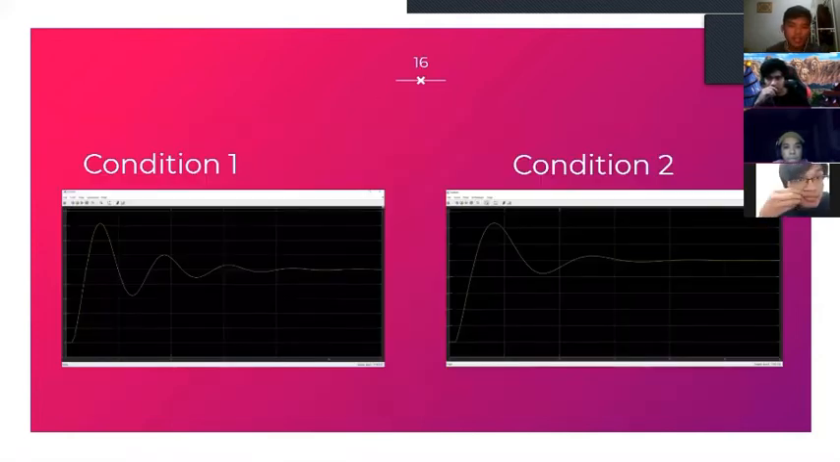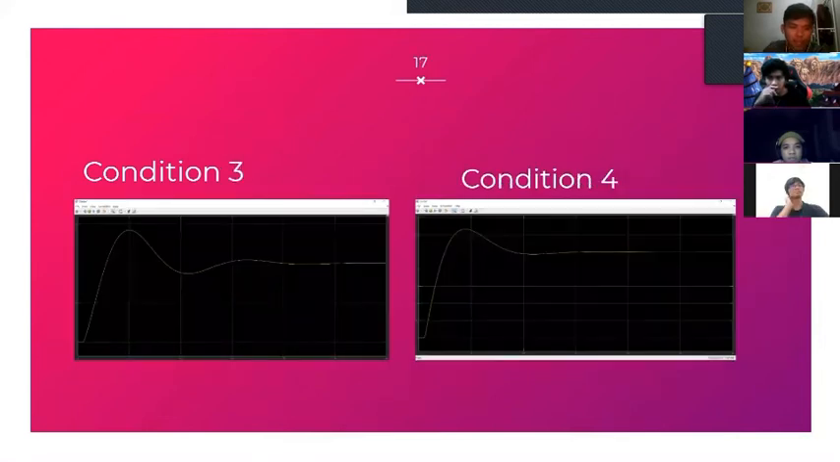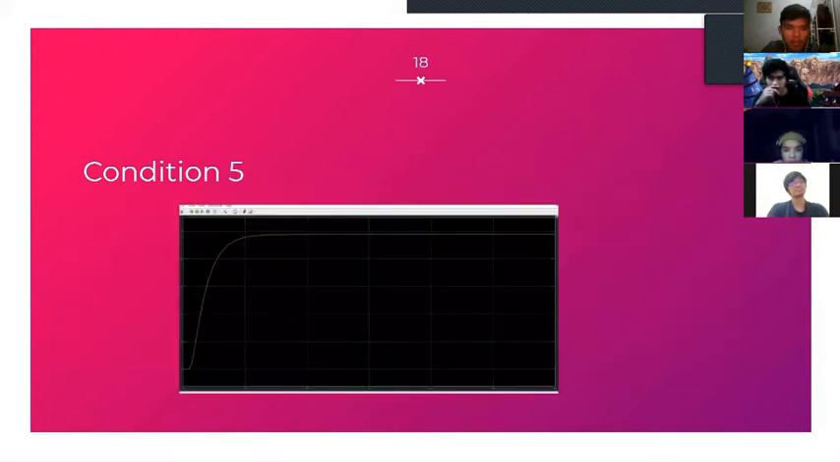This figure shows the result of condition 1 and 2. Next slide. Condition 3 and condition 4. And lastly, condition 5. So let's proceed with the discussion.